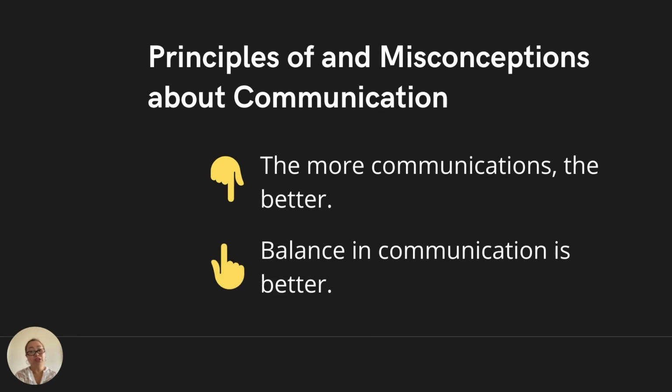The more communications, the better. Whether you are talking about interpersonal communications or the media, more is not necessarily better. Balance is important. Measure your responses. Take the temperature of your audience to determine if your message is getting through.